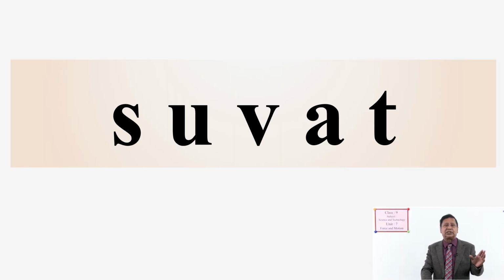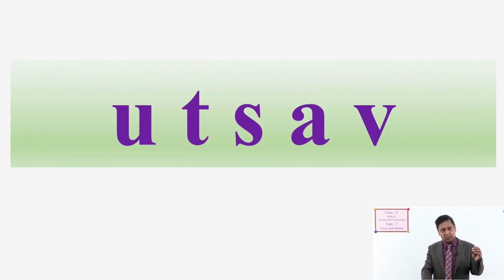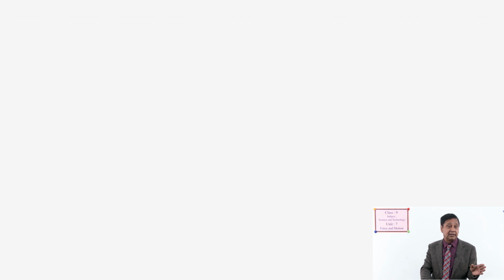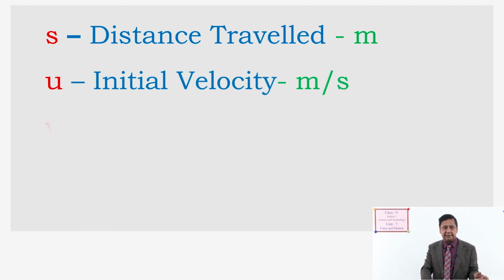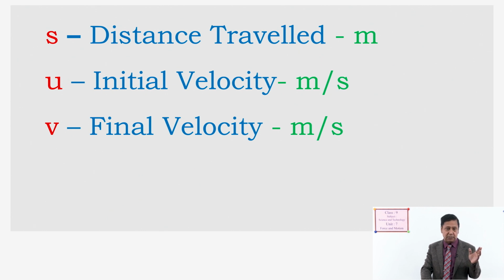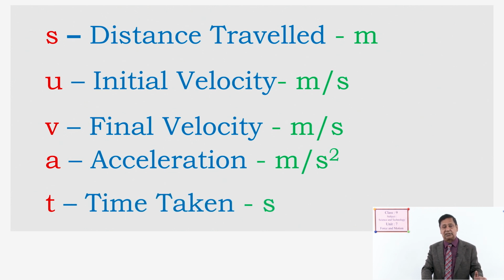Remember this name SUVAT, or you can remember this UTSAV. But we are not interested in the name; exactly, we are interested in the spelling. UTSAV or SUVAT, they are the symbols of different physical quantities. These are the physical quantities: S, distance traveled, measured in meter; U, initial velocity, meter per second; V, final velocity, measured in meter per second; A, acceleration, meter per second square; and T, time taken, its unit is second.